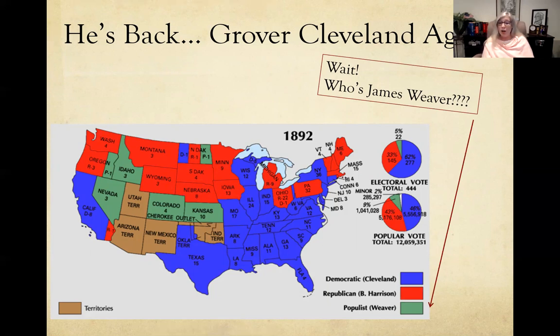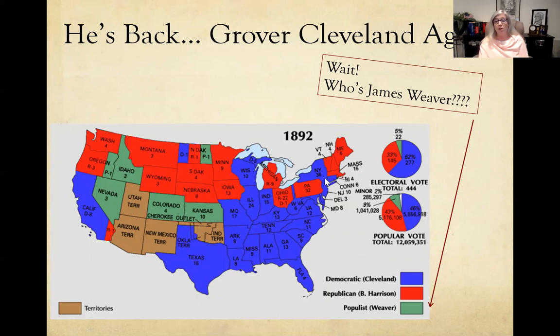Notice the states where James Weaver is gaining votes. He's gaining votes in Kansas and Colorado and Idaho and Nevada. So out west is where this populist movement is going to start. We'll be looking at those policies here in just a second. So Grover Cleveland comes back into office, and Benjamin Harrison will once again lose.